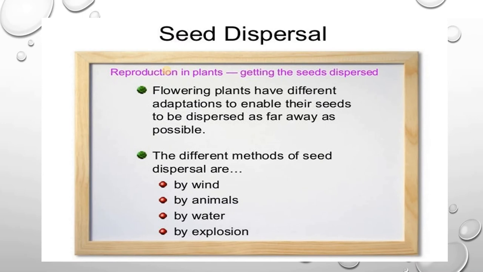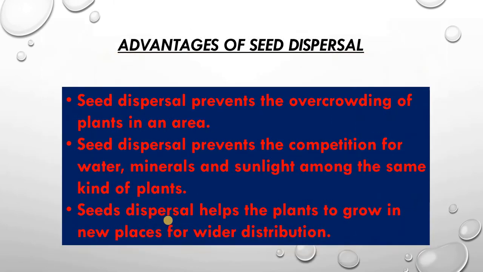So here you can see that flowering plants have different adaptations to enable their seeds to be dispersed as far away as possible. As I said, there are two vectors, abiotic vector and biotic vector. The abiotic vector includes wind, water, and explosive mechanism. The biotic vector includes insects and animals. So these are the various agents that carry away the seed from one place to another.